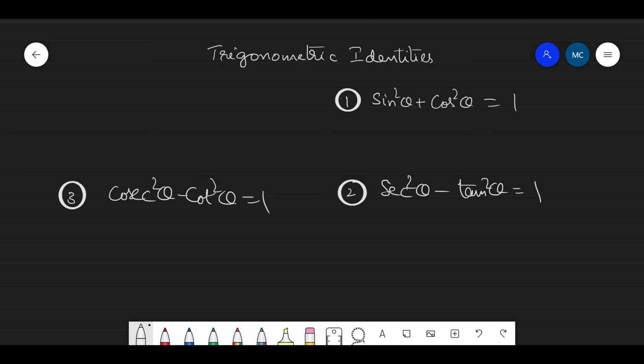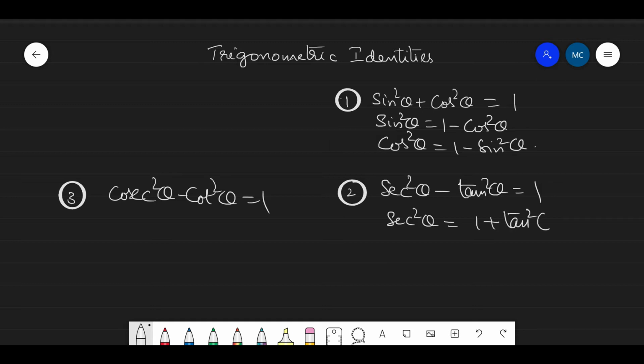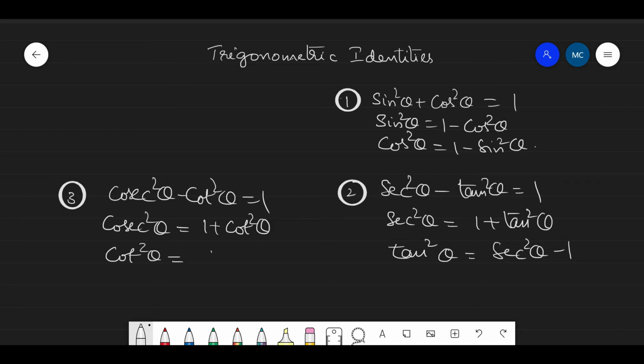These identities can be written in another form also, like sine square theta is equal to 1 minus cos square theta, or cos square theta is equal to 1 minus sine square theta. And this can be written as secant square theta is equal to 1 plus tan square theta, or tan square theta is equal to secant square theta minus 1. And similarly, this can be written as cosecant square theta is equal to 1 plus cot square theta, or cot square theta is equal to cosecant square theta minus 1.